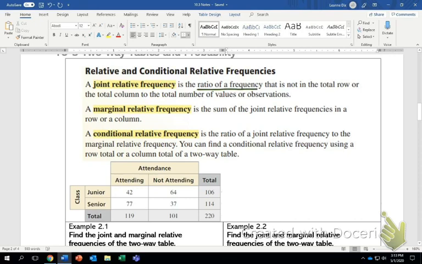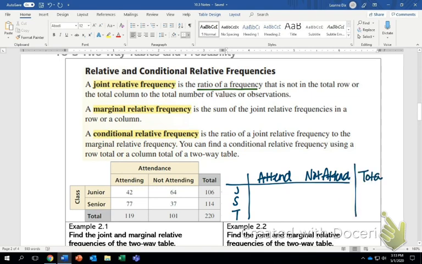So we're going to go ahead and just copy down some of this. We have our juniors and seniors and our total. And it's the same information as we had before. We have those who are attending and those who are not attending. And then again, we have our total.